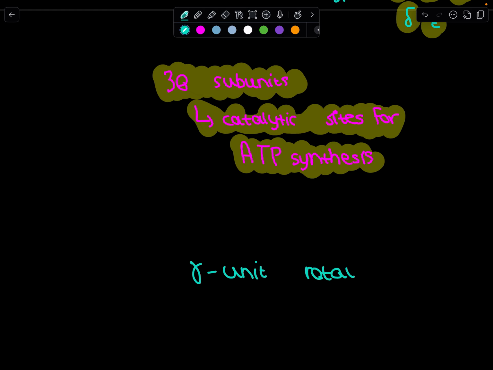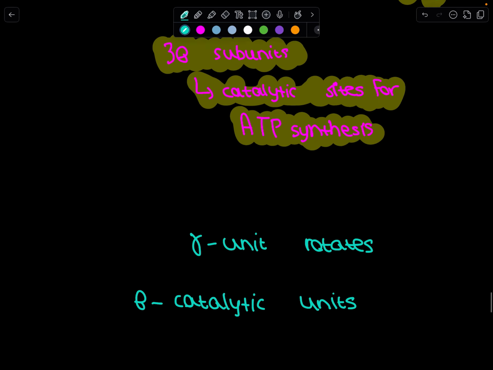Yeah, ATP synthase is tricky, but let's break down the gamma unit rotation and beta subunit changes simply. In F1 of ATP synthase... yeah, continue. Why stop?